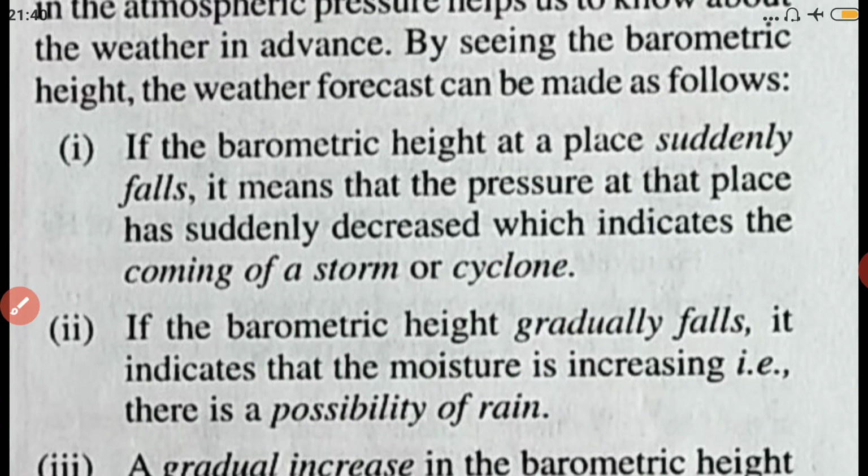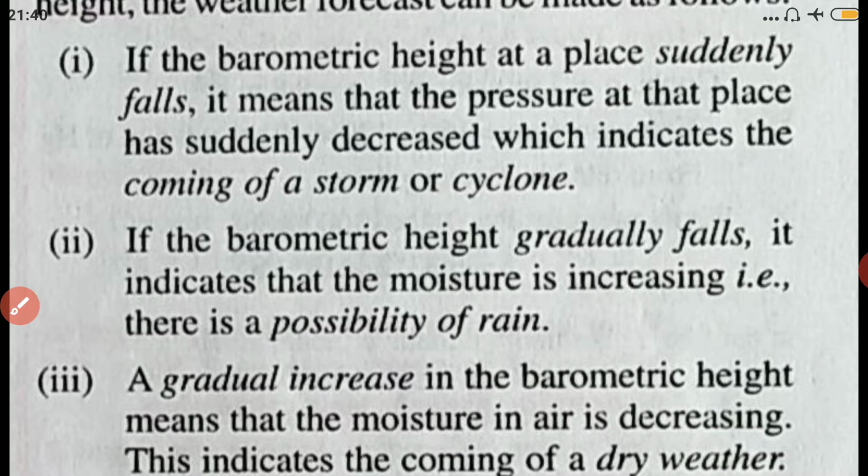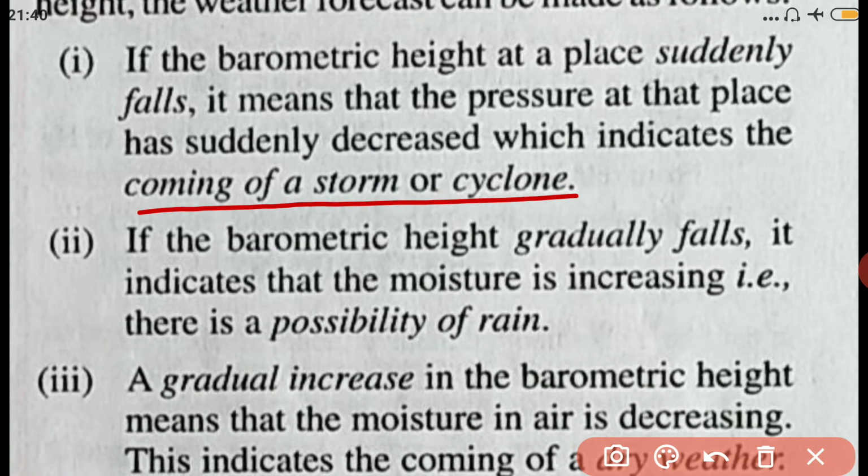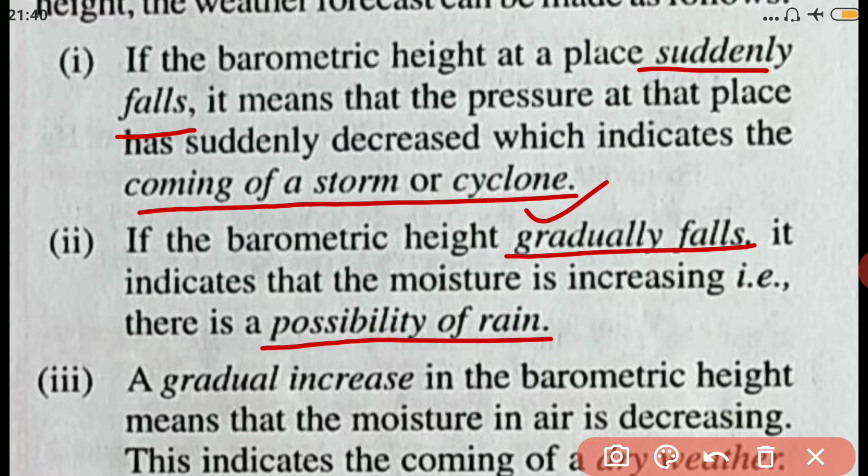Number one, if the barometric height at a place suddenly falls, it means that the pressure at a place has suddenly decreased, which indicates coming of a storm or a cyclone. So a sudden fall in the barometric height will suggest the coming of a storm or cyclone. Next, if the barometric height gradually falls, it indicates that the moisture is increased, hence there is a possibility of rain. So gradual fall, possibility of rain.